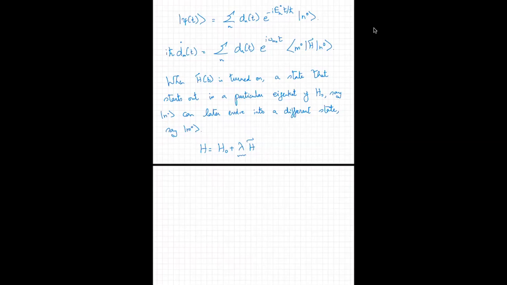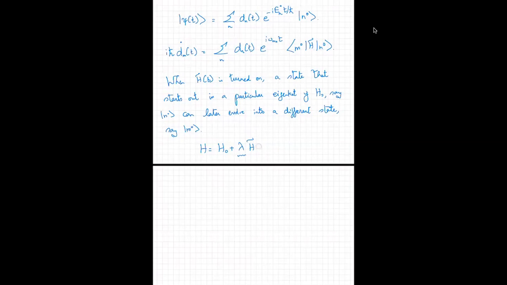For example, if I have a knob where I adjust lambda from 0 to 1, if I push the knob to 0, of course, I don't have any perturbation. If I crank it up to 1, I have maximum perturbation and so on and so forth. So this is how you understand the time independent perturbation theory part.